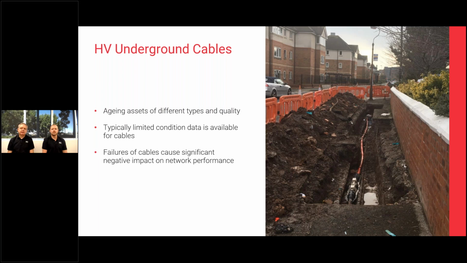We can see our switchgear, we can see our transformers, we can see if things are deteriorating from a physical perspective. But in cables, we generally don't get that luxury. We also know that failures in cables cause significant impact. So they have a real big material impact on the network performance, whether it's an industrial site or whether it's a distribution network operating site. If you get a cable failure, it can really cause you a lot of money in terms of outages.